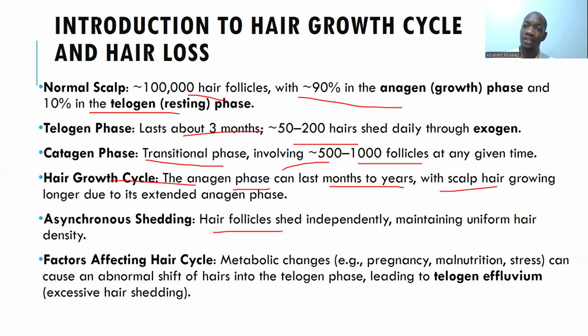This can include metabolic changes. Things like pregnancy, malnutrition, and stress play a key role in determining how you lose your hair. So this can usually cause a shift from anagen phase to telogen phase, and this can give you the telogen effluvium, which is a generalized type of hair loss that can occur at the scalp, occurring almost at once. And you'll find that because the hair spends about 3 months in telogen phase, the inciting factor may have occurred 3 months ago before someone actually manifests with this type of hair loss.